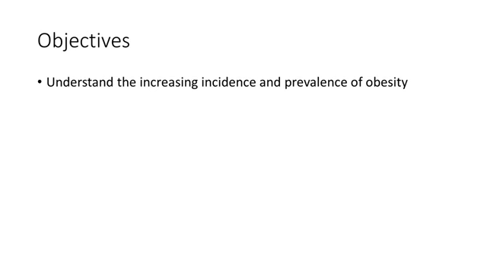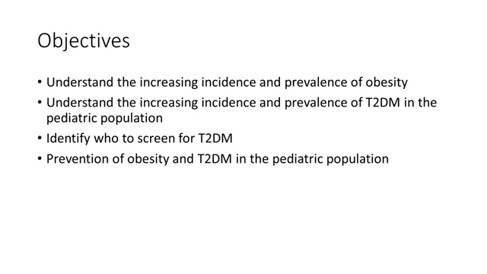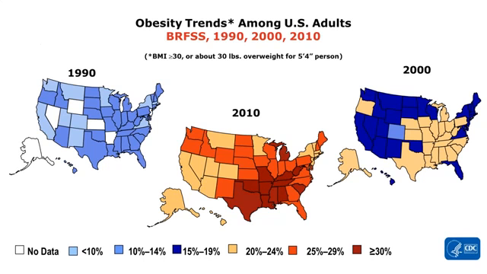And the objectives of my lecture today are going to be to understand the increasing incidence and prevalence of obesity. We'll discuss why that's important. We'll understand the increasing incidence and prevalence of type 2 diabetes in our pediatric population. And we want to identify who to screen for type 2 diabetes. And we want to see how we can prevent this condition from ever occurring in our population, which is the pediatric population.